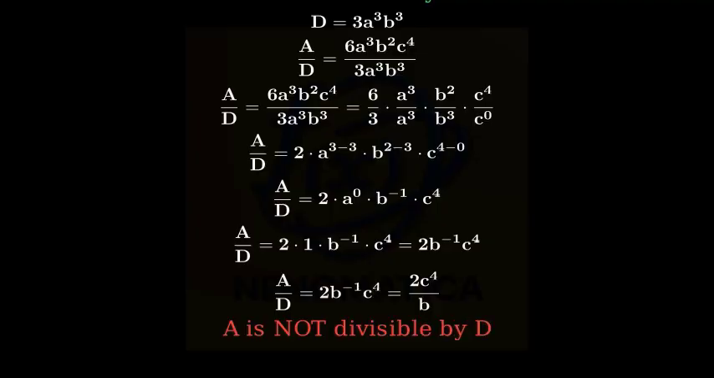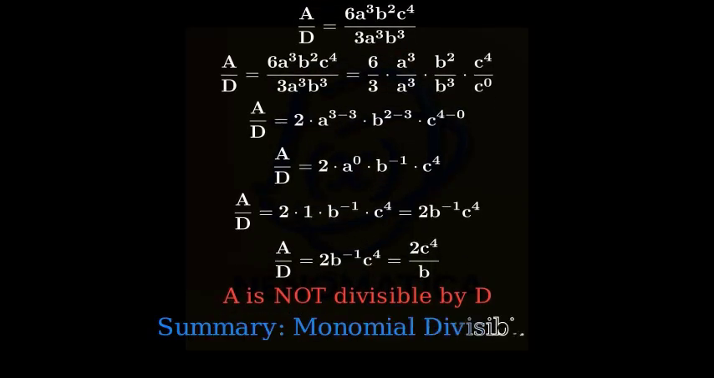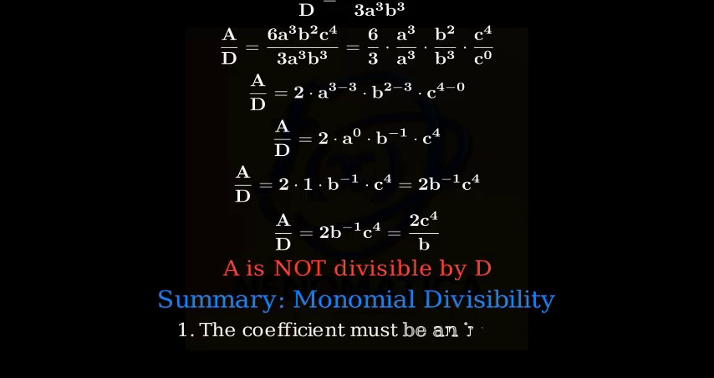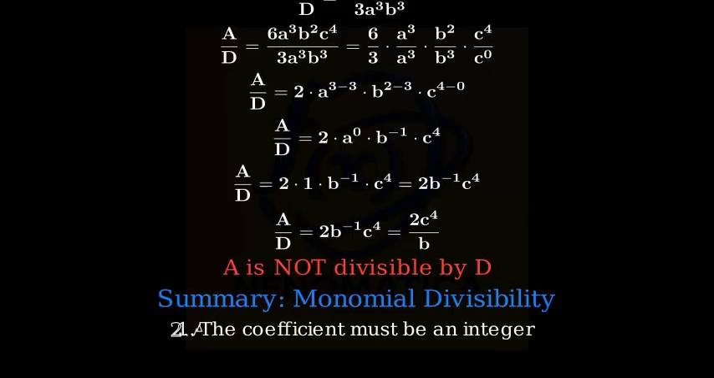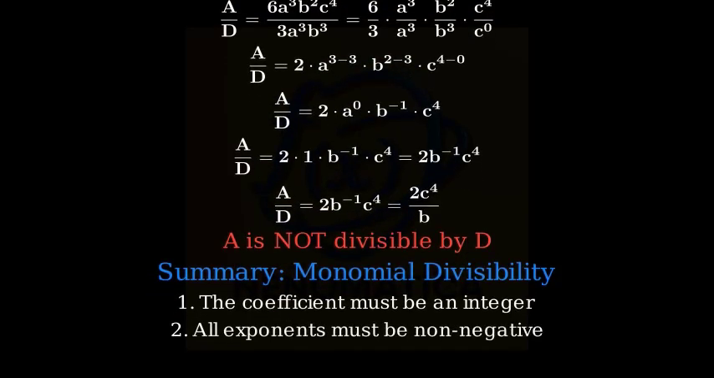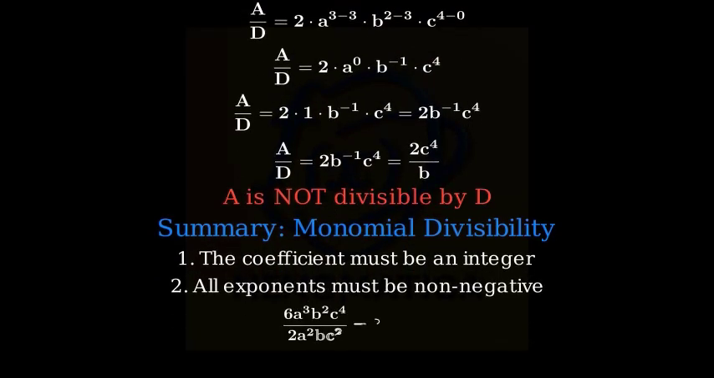Let's summarize what we've learned about monomial divisibility. A monomial A is divisible by another monomial B if when we divide it by B, the result is a monomial with, first, an integer coefficient, not a fraction, and second, all exponents are non-negative. In our examples, we found that 6a cubed b squared c to the fourth power is divisible by 2a squared b c squared because the result is 3abc squared, which has an integer coefficient, and all exponents are non-negative.